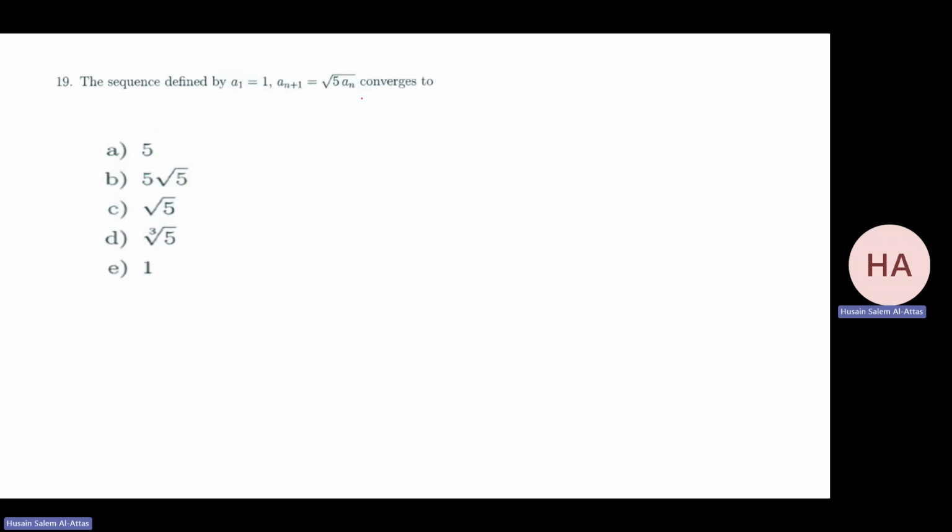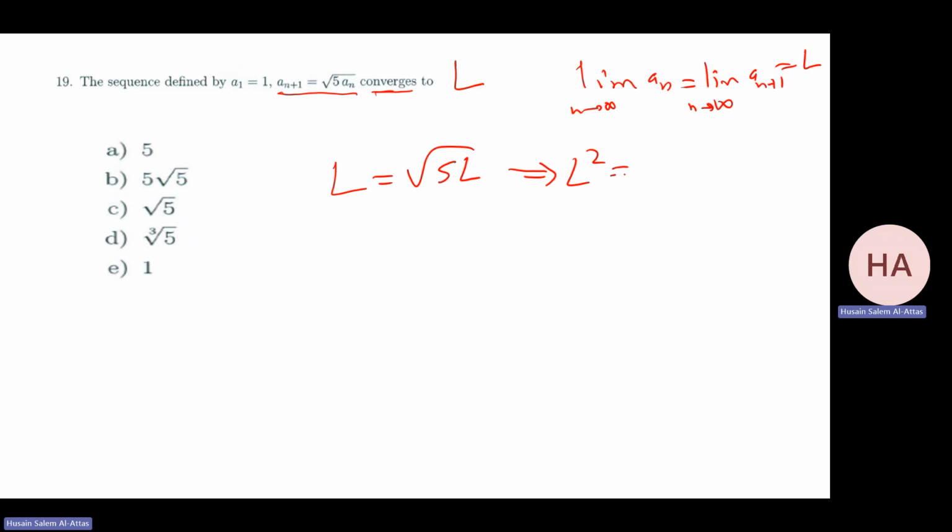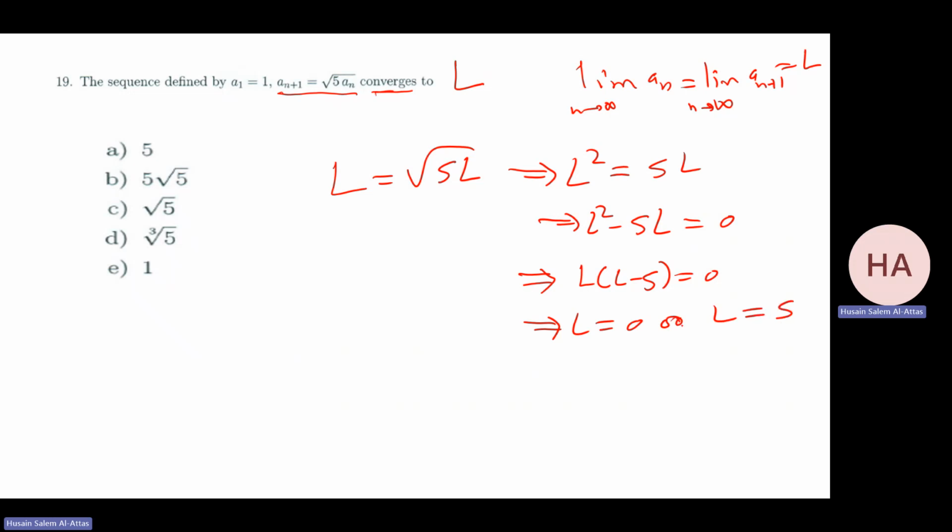This one, he says it converges to what? So I would say it converges to L. So I know that the limit of a_n equals the limit of a_(n+1), assuming it converges, equal to L. So I apply the limit to both sides. I have L equal square root of 5L. Square both sides. I have L squared equal 5L. So I have L squared minus 5L equal to 0. So that means L(L minus 5) equal to 0. So L equals 0 or L equals 5. I have the answer 5.